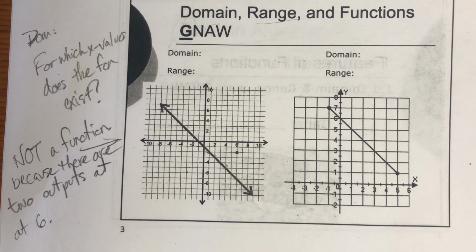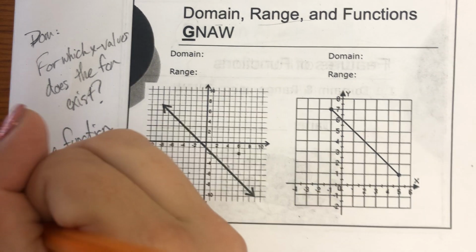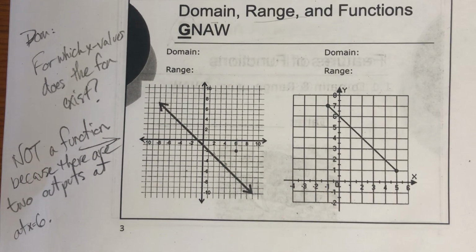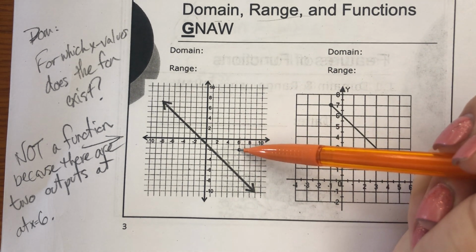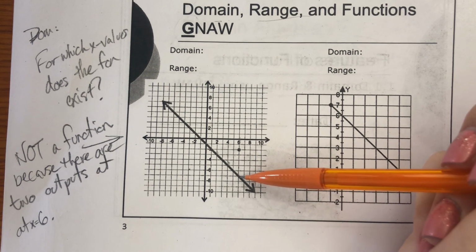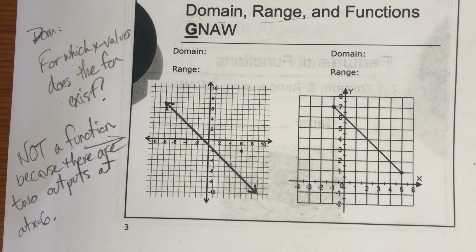Okay? So I'll give you a pause there if you want to write it down. Not a function because there are 2 outputs at 6. Or, even if I want to be more specific, at x equals 6, because it's always x values. So the idea is if I give you 6, I want you to tell me where to go. And you can't: do I go to -2 or do I go to -5 or -7? That would be a bad map.